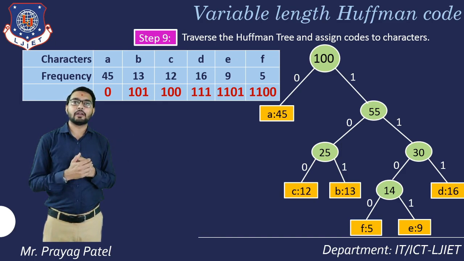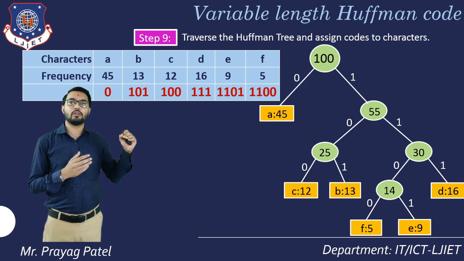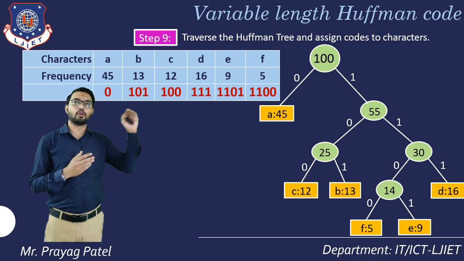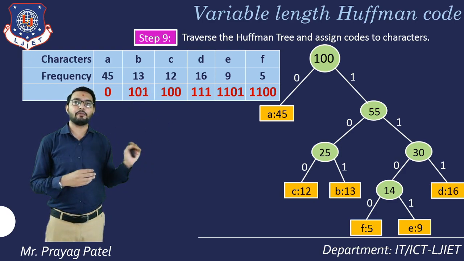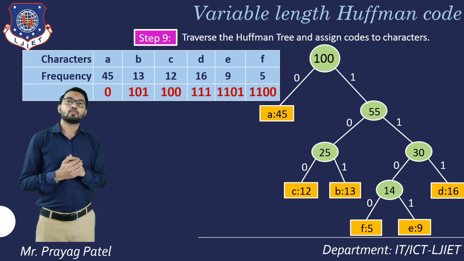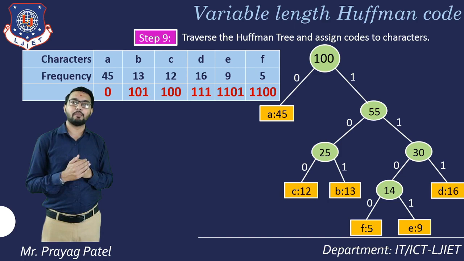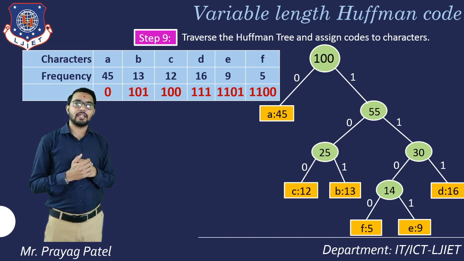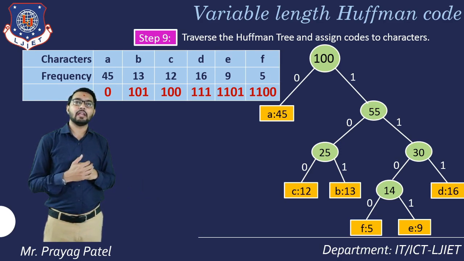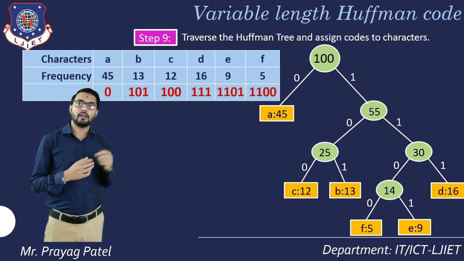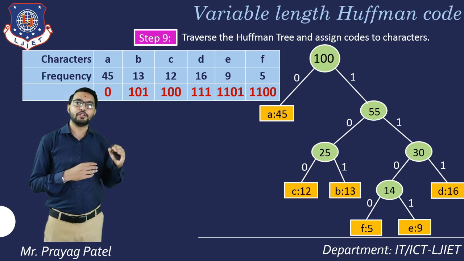Now the code for character B. B is on the right side of 25. So consider the code for B, 13, from the root node 100. First move from 100 to 55, then 55 to 25, then 25 to 30. So the code for character B is 1, 0, 1. Now the code for character C equals 1, 0, 0. The code for character D is 1, 1, 1. And the code for character E is 1, 1, 0, 1.